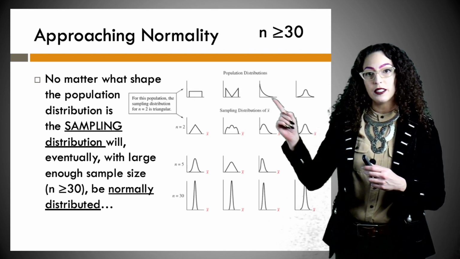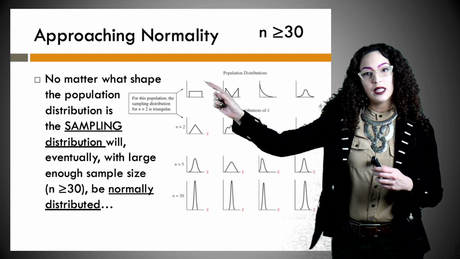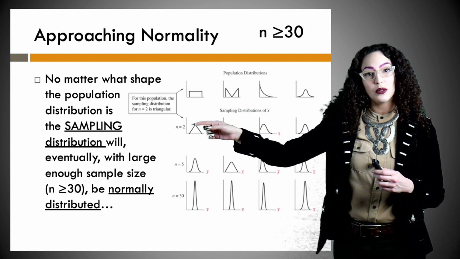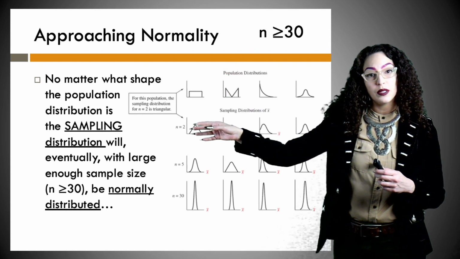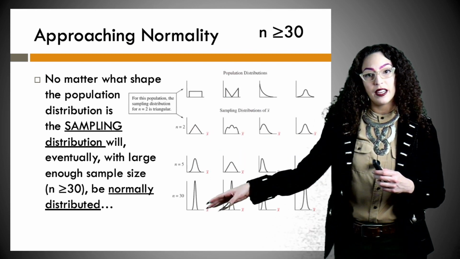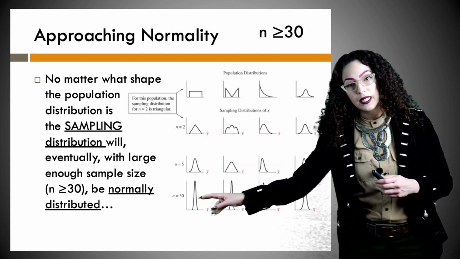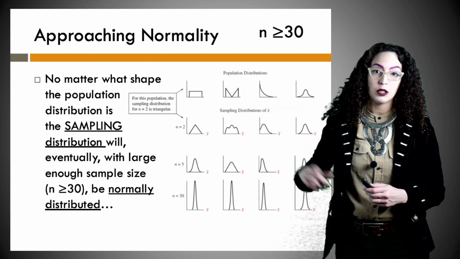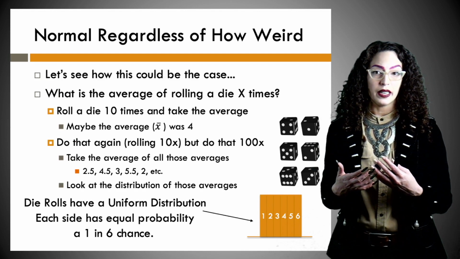So notice here, these are 3 different distributions. This one's even a uniform distribution, and this is with n of 2. This is with n of 5 and n of 30, and notice how the sampling distributions all start to get normal, even though the original distribution was not. Let's see how this could be the case.